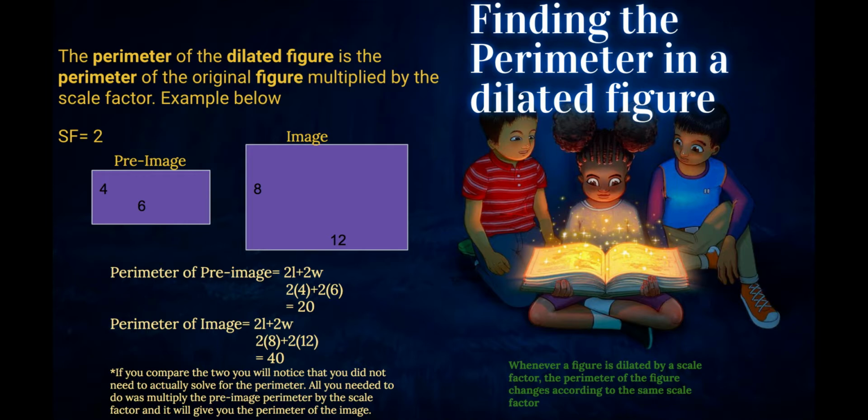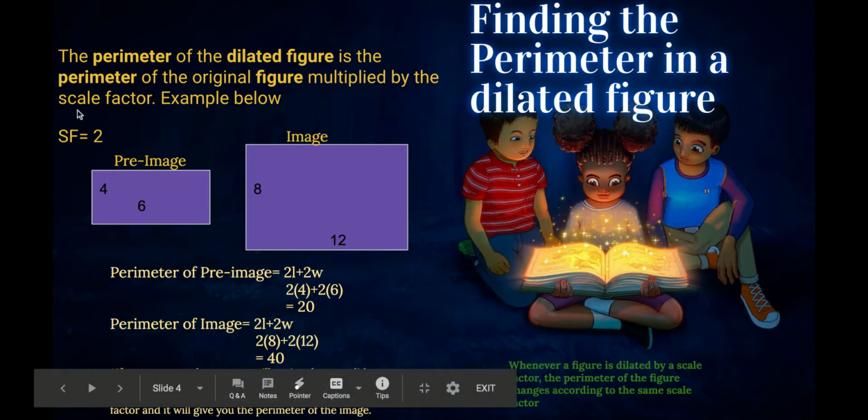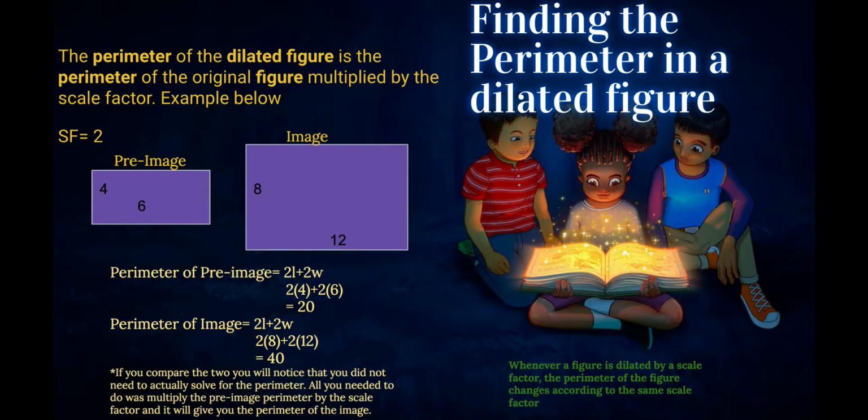If you compare the two, you'll see that our scale factor is again 2, remember? All we needed to do was to multiply the scale factor of 2 by the perimeter of the pre-image, which was 20, and we would have gotten 40. So that's all you needed to do. Remember, whenever a figure is dilated by a scale factor, the perimeter of the figure changes according to the same scale factor, okay?